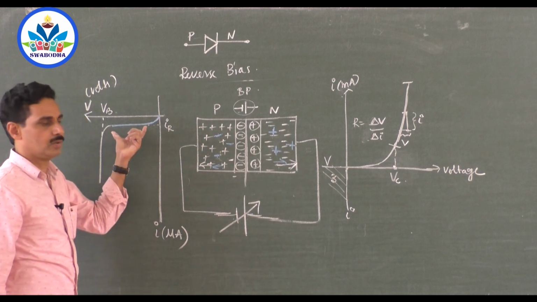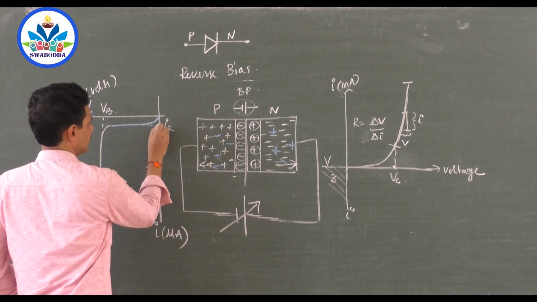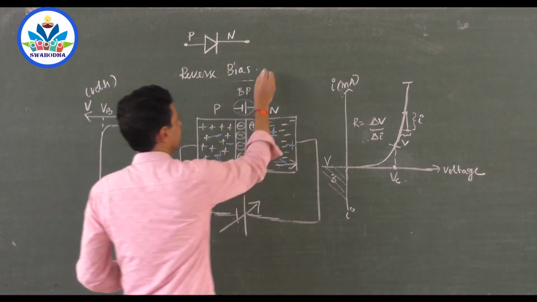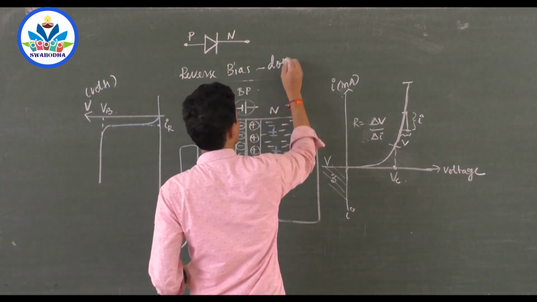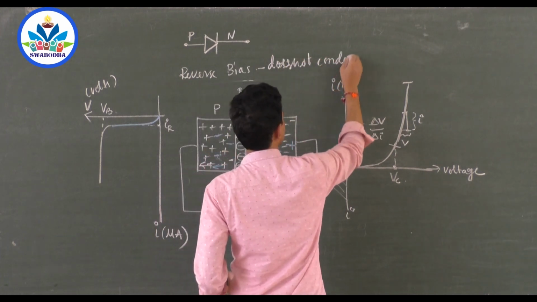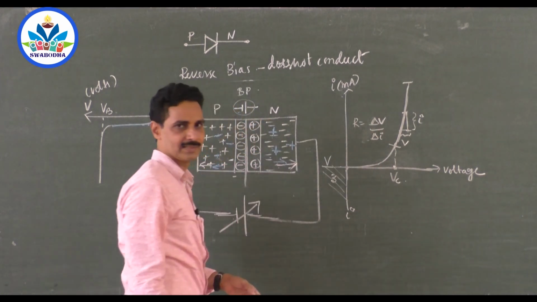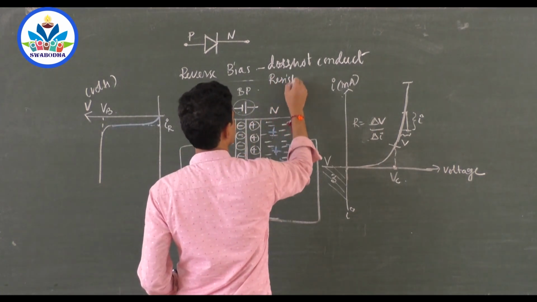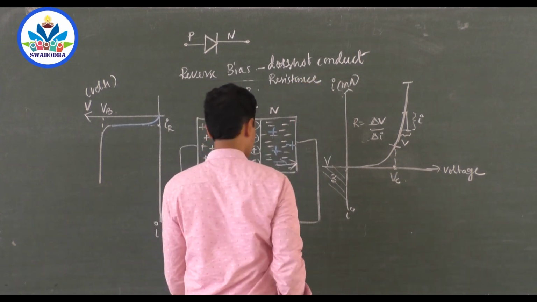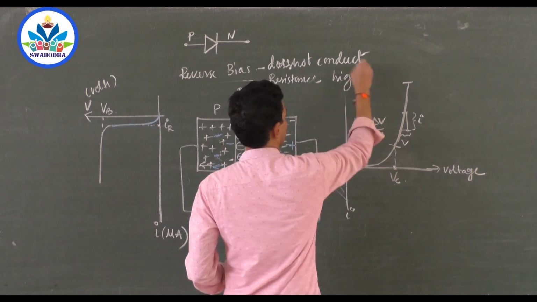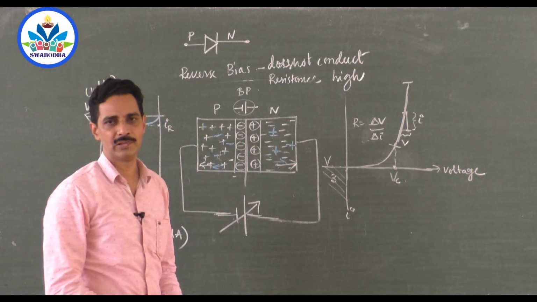Within breakdown voltage, current is very, very small. That is because of minority carriers. So during reverse bias, the diode does not conduct, and its resistance is very high. It offers very high resistance. This is the speciality of the diode.